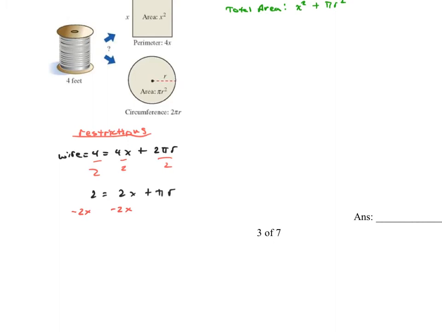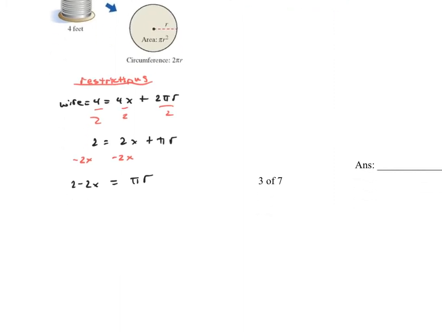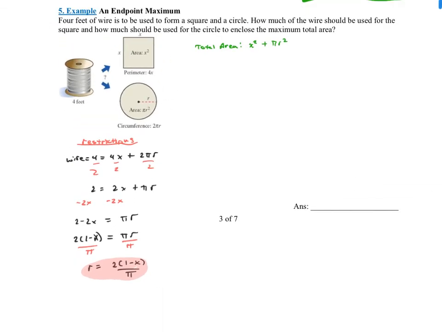And when I do that, I end up with 2 minus 2x equals pi times r. And then I divide both sides by pi. Well, one thing I notice, it doesn't really matter, but certainly I can factor out a 2 from the left, and I'd have 2 times 1 minus x equals pi r. And then I could divide both sides by pi. And so what I'm left with here is r equals 2 times 1 minus x all over pi. 2 times the quantity 1 minus x all over pi. So that is what I'm going to substitute into the original equation for the total area.